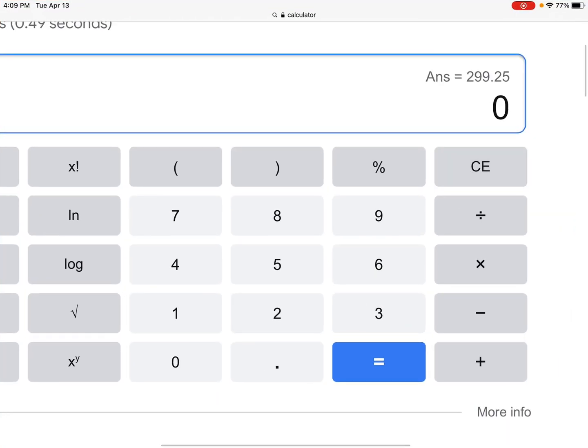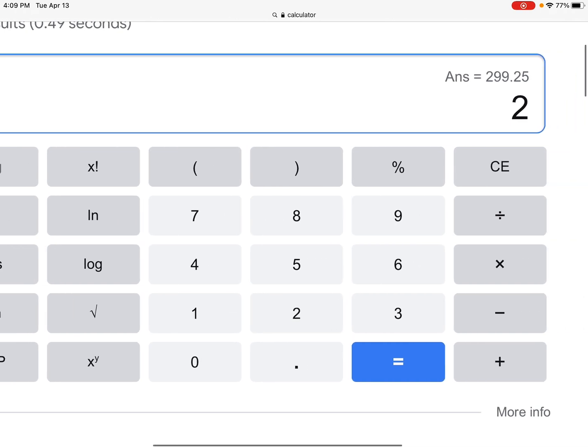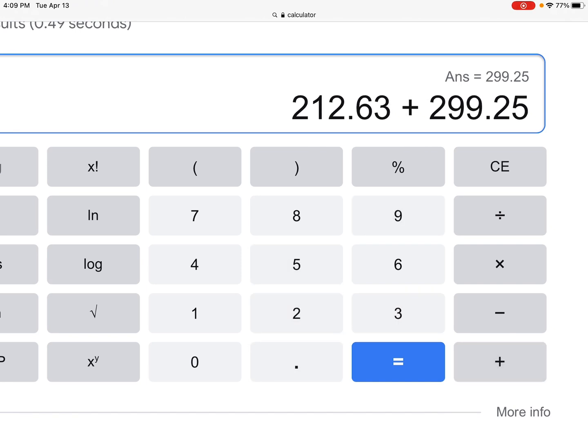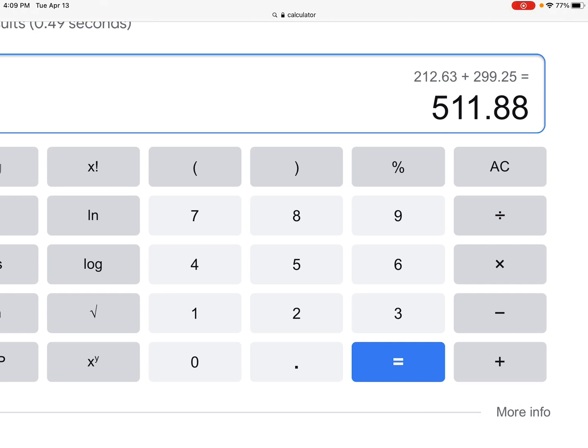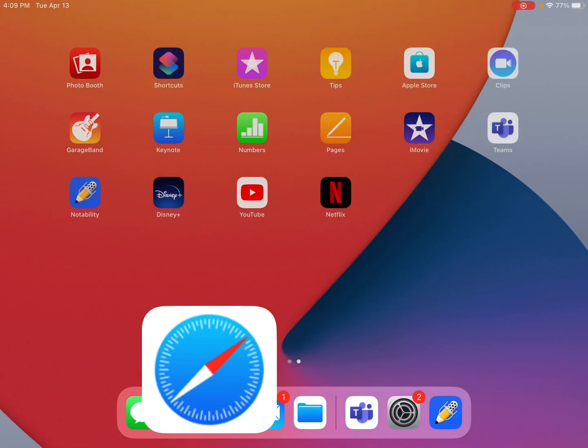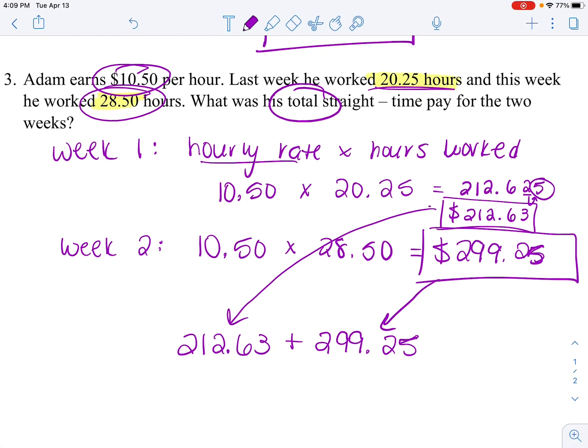And we're going to add 212 and 63 cents. Oh, sorry. Plus 299.25. Okay, so let's see what that gives us. $511.88. That's how much Adam makes after 2 weeks. Oh, no, it wasn't 98, it was 88. Sorry. And that's our final answer.